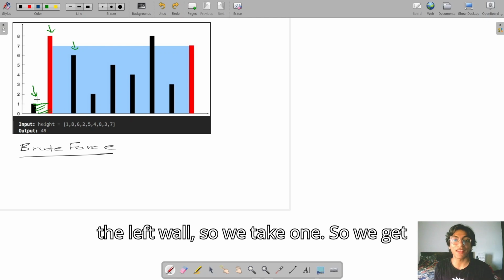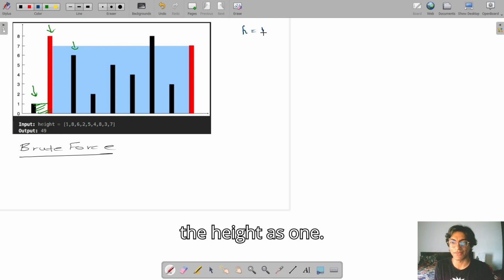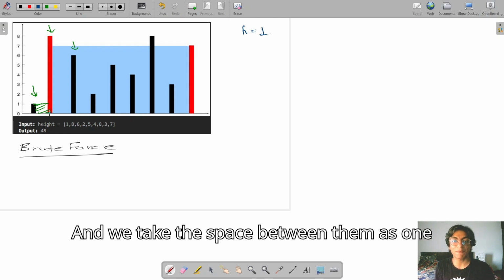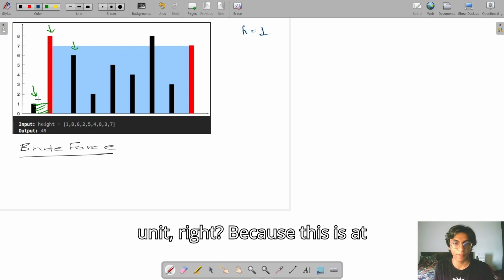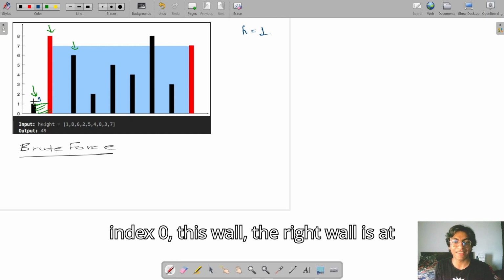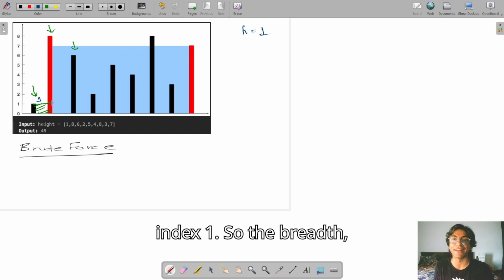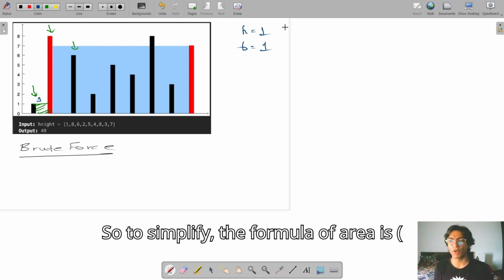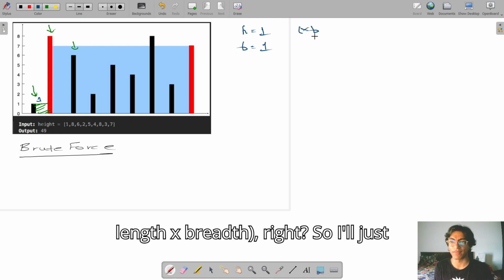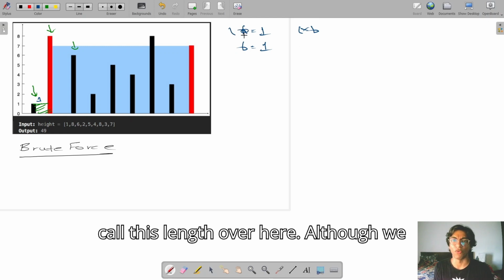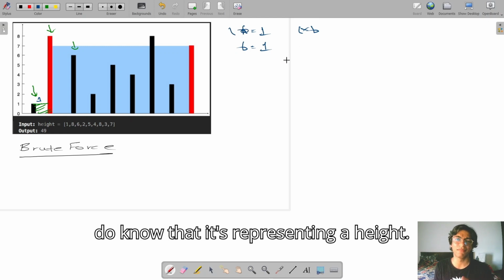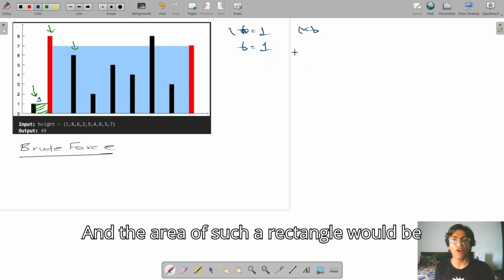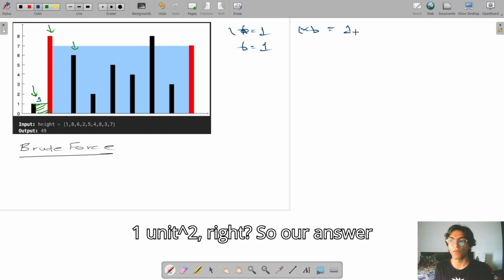Between the two of them, it is the left wall. So we take 1. So we get the height as 1, and we take the space between them as 1 unit, right? Because this is at index 0. This wall, the right wall, is at index 1. So the breadth, the space between them, is also 1 unit. So to simplify, the formula of area is length into breadth, right? So I'll just call this length over here, although we do know that it's representing a height, and the area of such a rectangle would be 1.